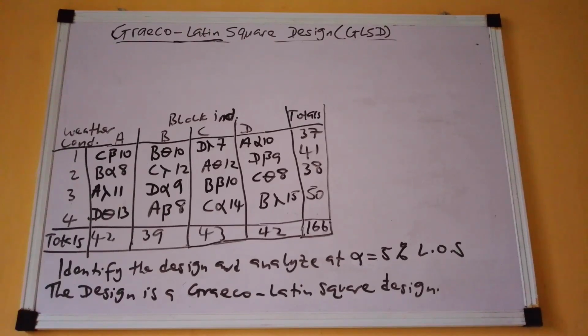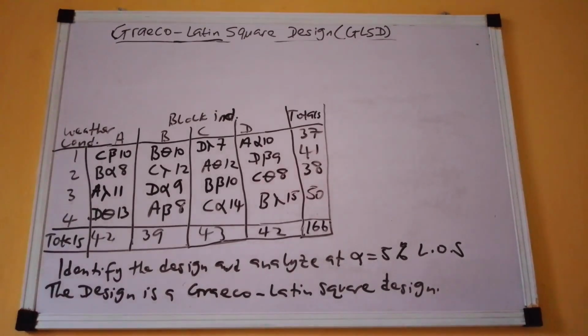If you are able to do that successfully, then you can calculate the sum of squares for the Latin letters and the sum of squares for the Greek letters. It is as important as that, so you should be able to differentiate. You should know that the weather conditions are the rows, while the block industries are the columns, and of course the A, B, C, D are the Latin letters. The beta, the alpha, the lambda, and the theta are now the Greek letters. So that is what you are going to do.